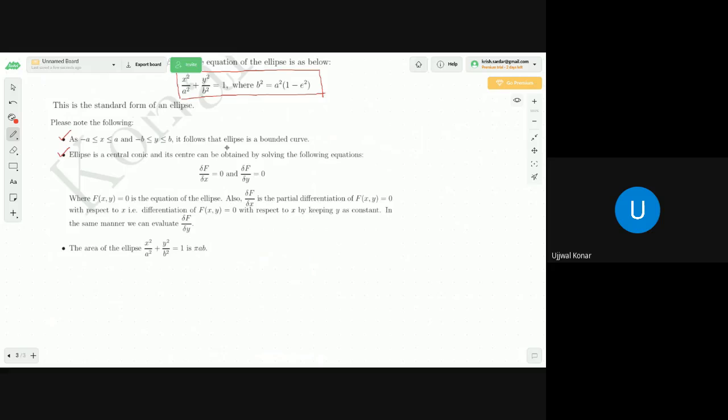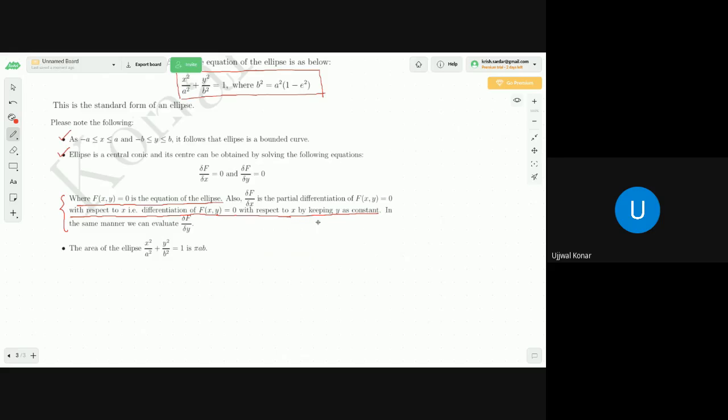The equation of an ellipse contains two variables, x and y. Let me first tell you what partial differentiation is. If f(x, y) equal to 0 is the equation of the ellipse, what is delta f by delta x? It is the partial differentiation of F(x, y) equal to 0 with respect to x, keeping y constant.